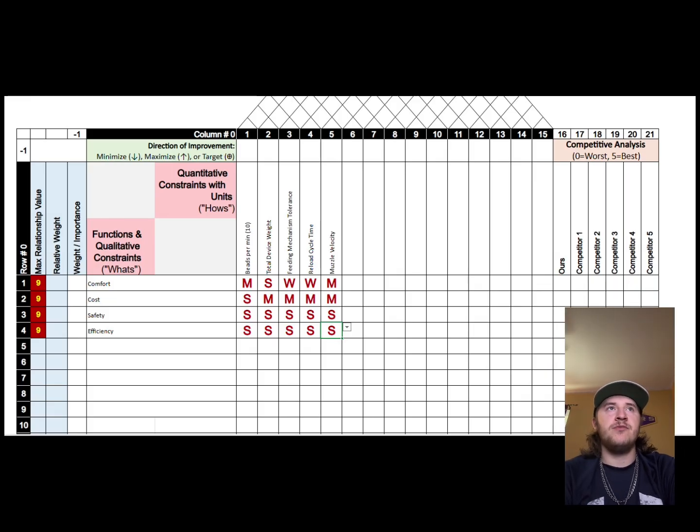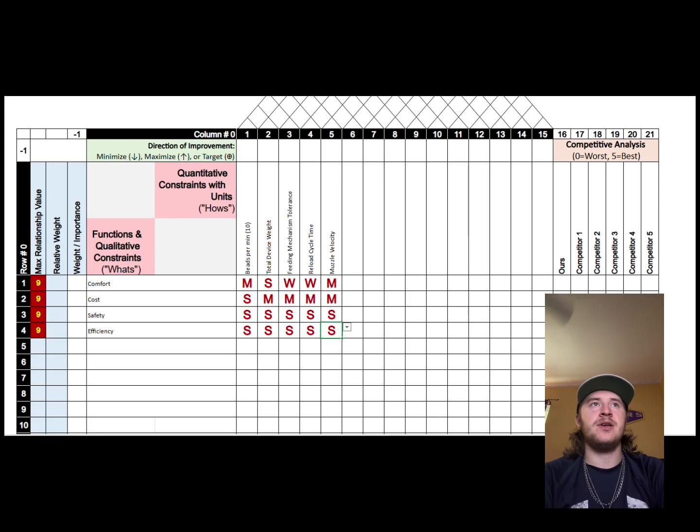First, comfort and beads per minute fell under moderate. And then comfort and device weight fell under strong. And then comfort and feeding mechanism tolerance fell under weak, actually. And then comfort and reloading cycle fell under weak again. And then comfort and muzzle velocity fell under medium.